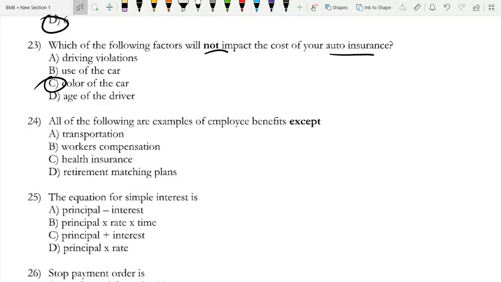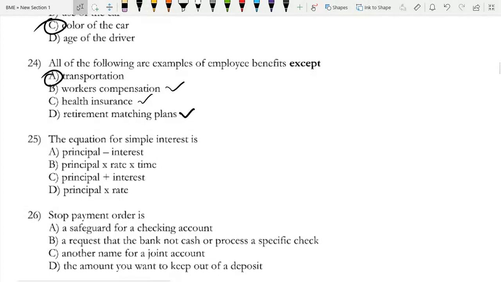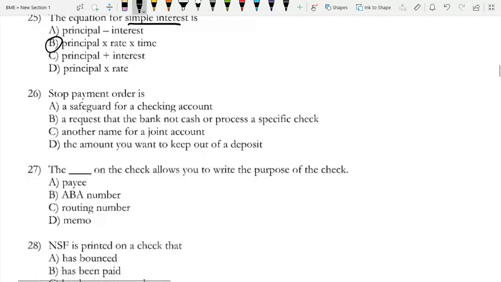Next one. All of the following are examples of employee benefits, except, this one is just transportation, right? If your parents work, they probably receive these benefits. They probably don't receive transportation benefits. We also go over employee benefits in one of our Quizlets that are linked on our website. The equation for simple interest is, okay, principal minus, nope, it's this one, right? Principal times rate times time. We go over simple interest in multiple videos. You can take a look at those if you don't know this.